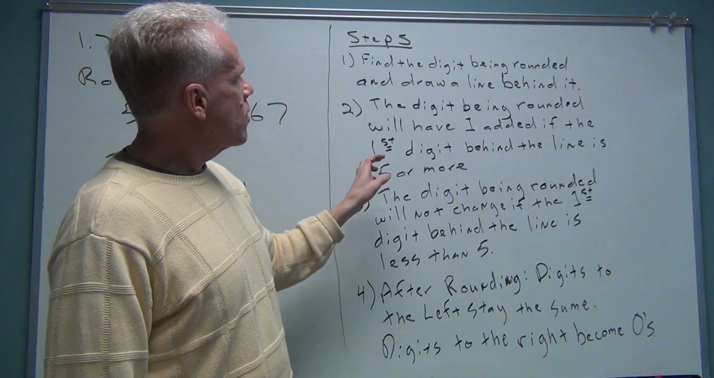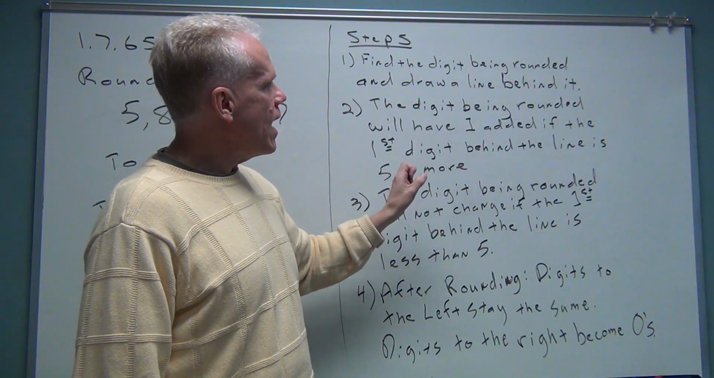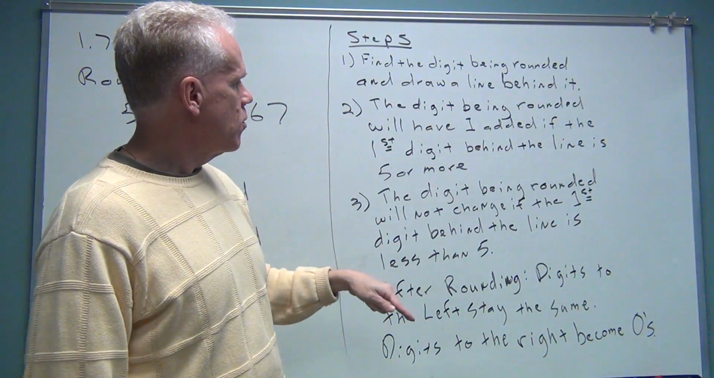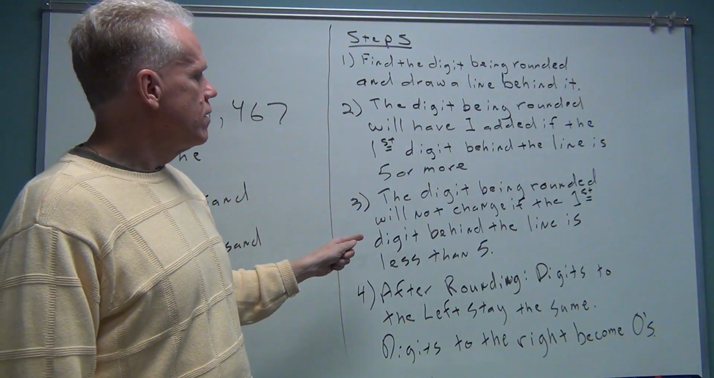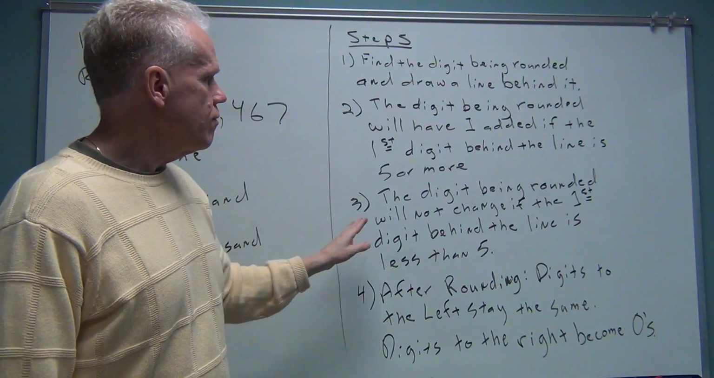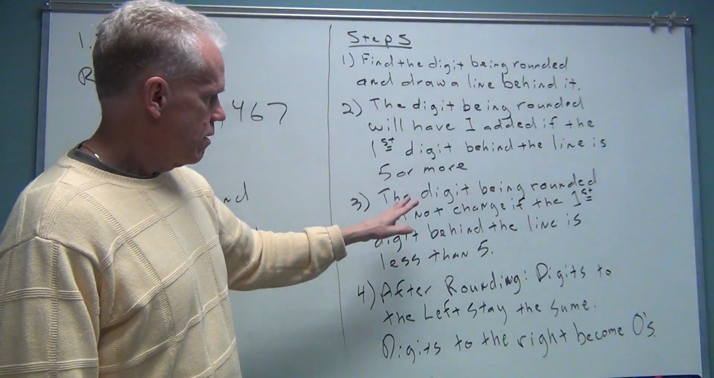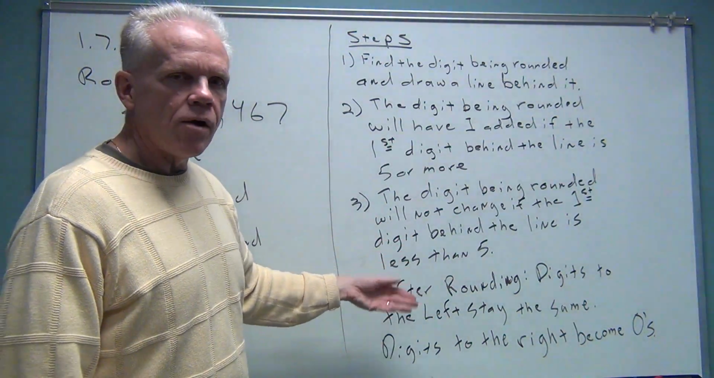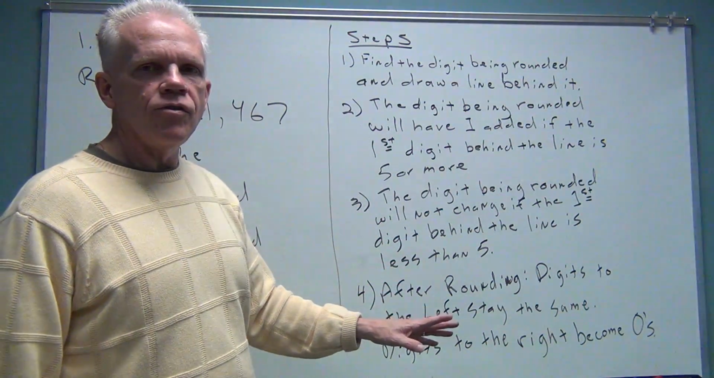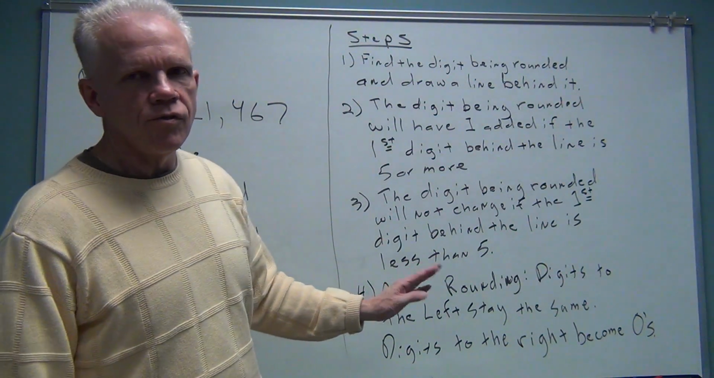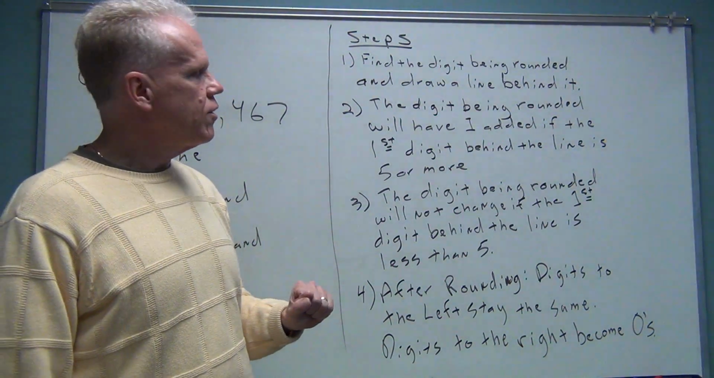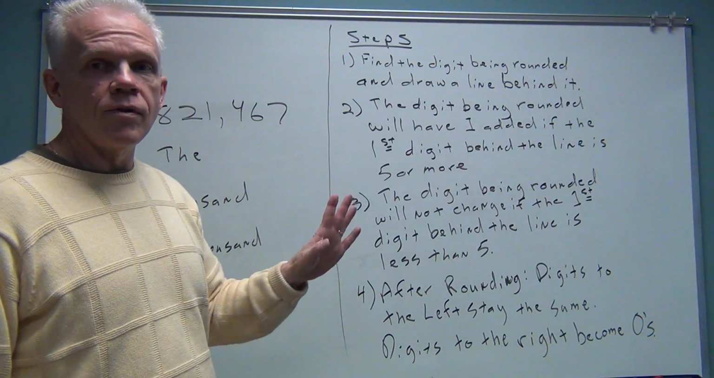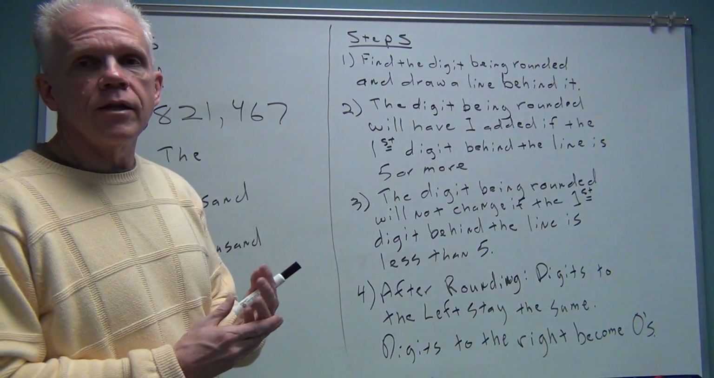Now, the digit being rounded will have 1 added to it if the first digit behind the line we drew is 5 or more, and the digit being rounded would not change at all if the first digit behind the line we drew is less than 5. After we do our rounding, all the digits to the left stay the same, all the digits to the right become zeros. Again, you may want to pause the video and capture that into your notes if you're not clear on rounding. If you're good at rounding, then don't worry about it.